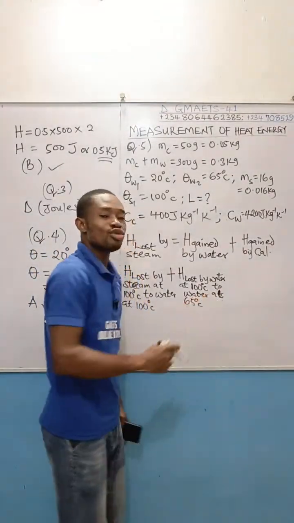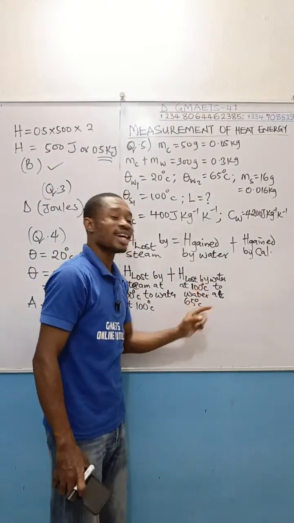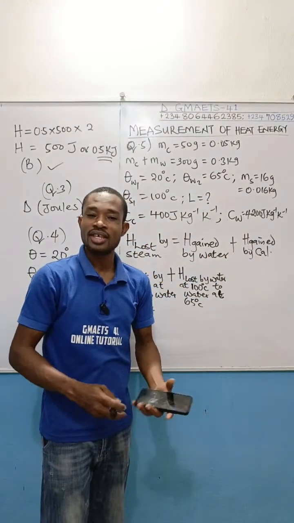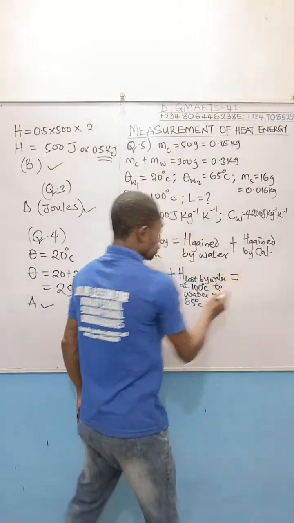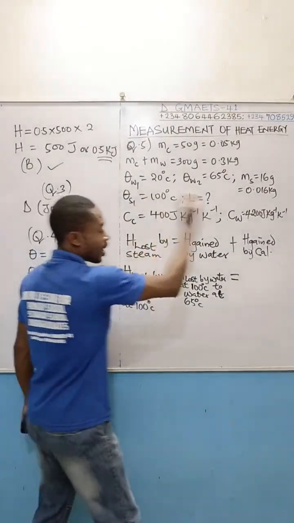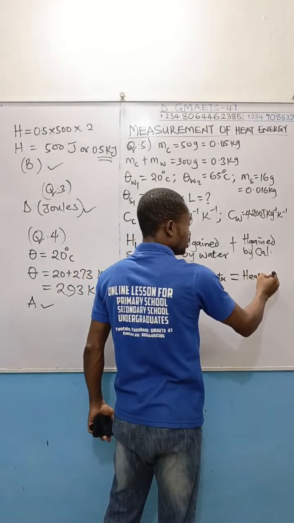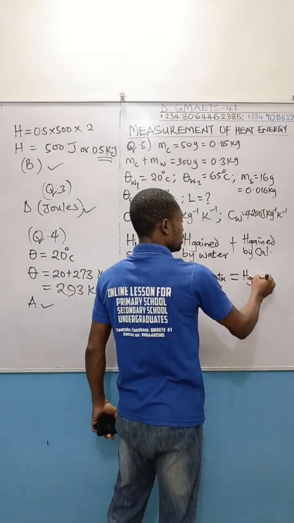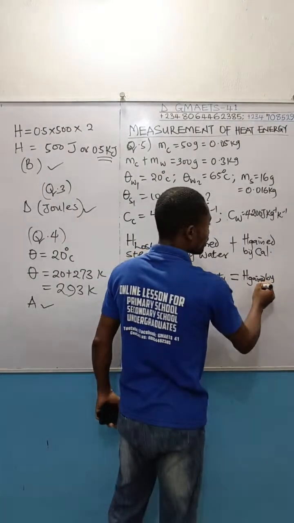In this case, you no longer use mL. There is no change of state here. This is water at 100 to water at 65 degrees centigrade. So there's going to be a change in temperature, mc delta theta. These two heats make up the heat lost by steam. The right-hand side will now be heat gained by water. So this is going to be heat gained, and now gained by water.